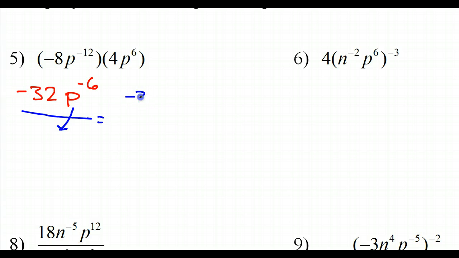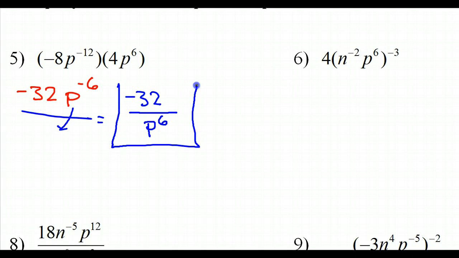Okay, so then this is going to become negative 32. Whoa, why did I put a 3? All right, this is going to become negative 32 over p to the 6th power. Again, notice that the negative 32 does not go with it. Some students will think because there's a negative on the 32, that'll make it drop down. No, that's just for exponents, not for regular old numbers. So that would be the answer to number 5.